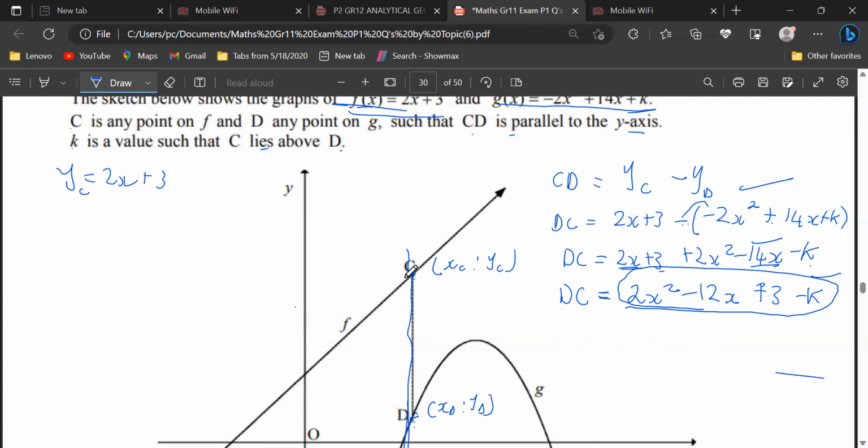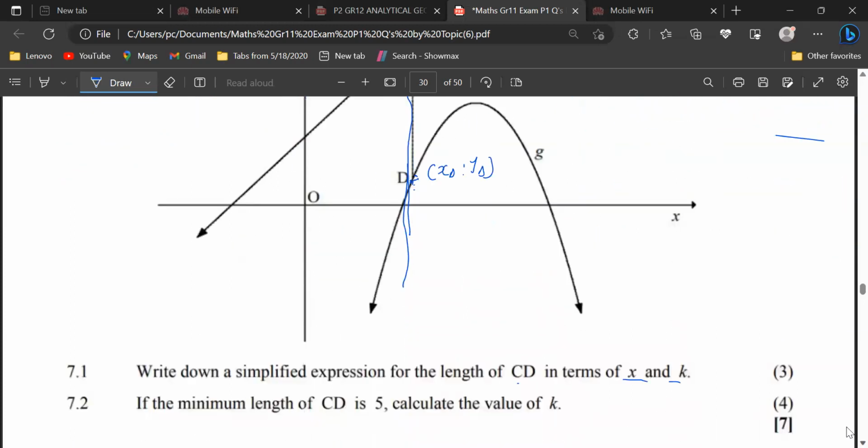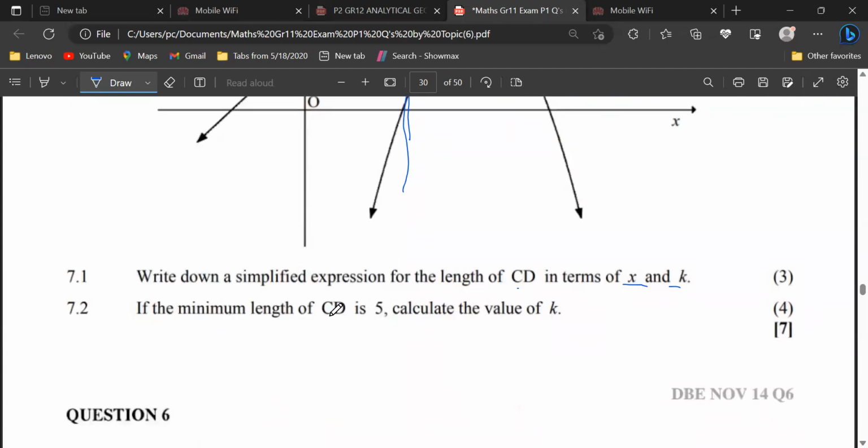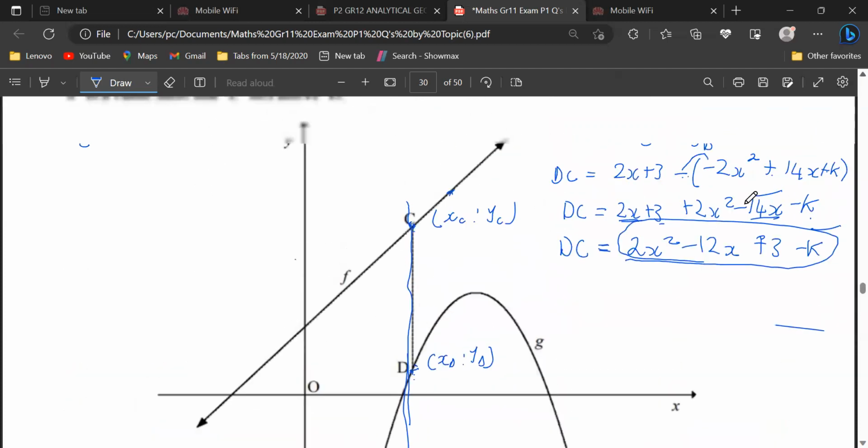So C is not necessary here. It could be here, it could be here, it could be here. So you will see that such questions are going to be speaking about maximum. They say that if the minimum length of DC is 5, then they want to know which one is going to be K again.